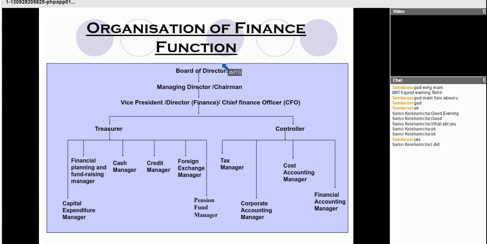So what is the organization of the finance function? You can see there is the BOD, then there's a managing director or chairman, vice president finance, chief finance officer, a treasurer, a controller, then there are managers under the different heads: capital expenditure, financial planning, cash manager, credit manager, foreign exchange, pension fund, tax manager, corporate accounting manager, cost accounting, financial accounting. So you can see even in accounting there are three types of managers: one for corporate accounting, then cost accounting and financial accounting. So the scope of this is really very wide.